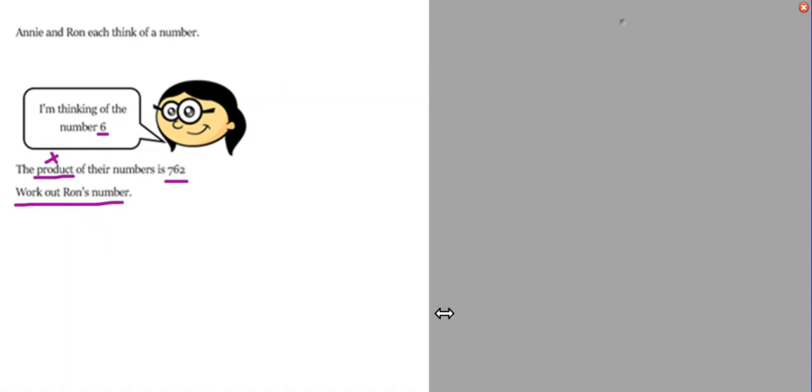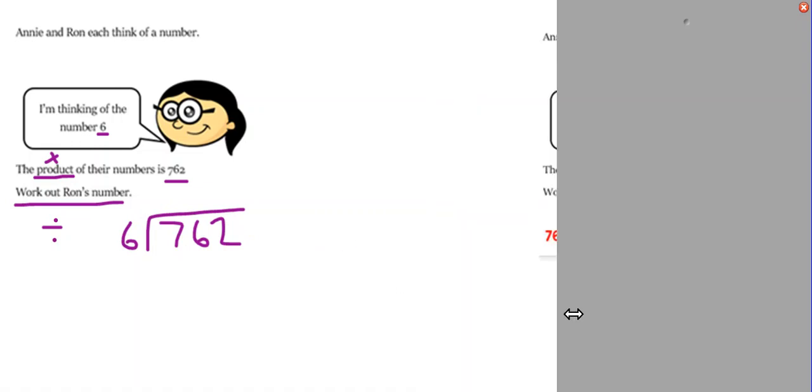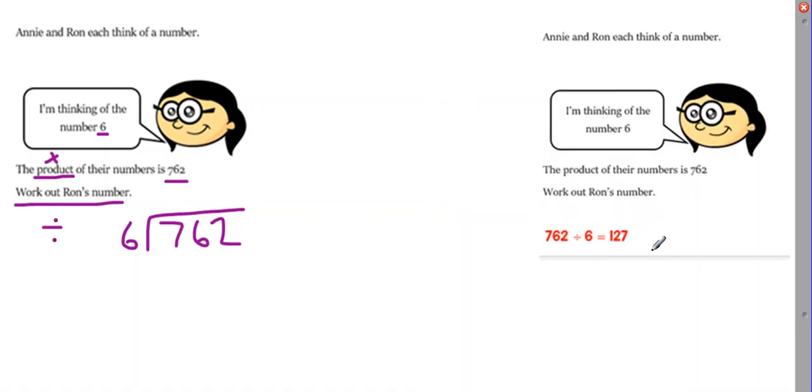Let's have a look at the answer. So remember, you're doing the inverse, which would be divide. So you would be doing 762 divided by 6 to work out Ron's number, which is 127. Well done if you got that answer.